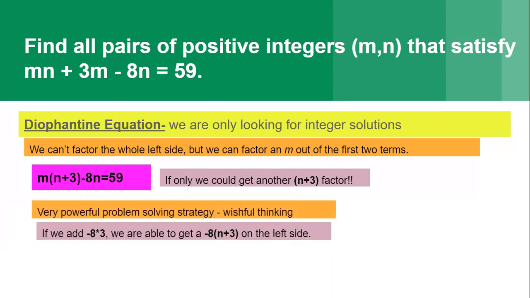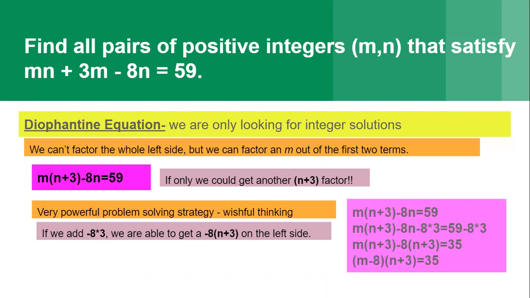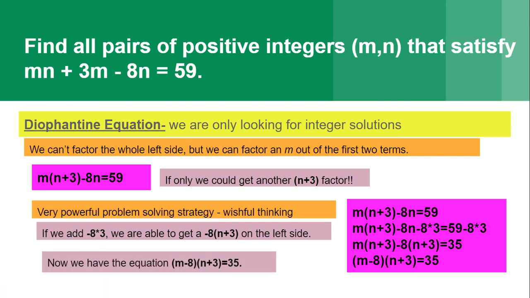So in order to get another n plus 3 factor, we're going to have a minus 8 times (n plus 3). Now if you distribute minus 8 times (n plus 3), you'll get minus 8n minus 8 times 3. So if you add minus 8 times 3 to both sides, then you can get m times (n plus 3) minus 8 times (n plus 3) equals 35. So (m minus 8) times (n plus 3) equals 35.